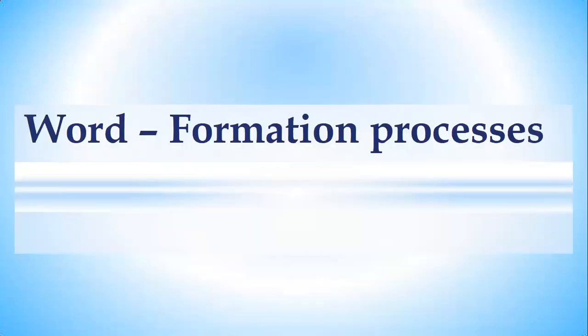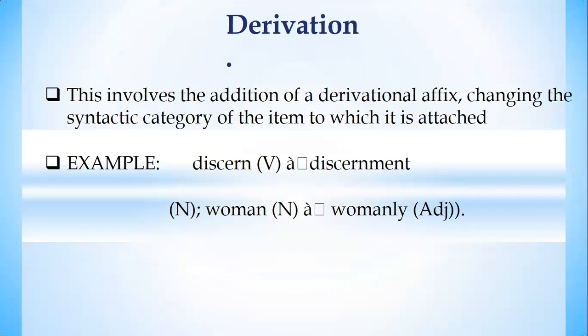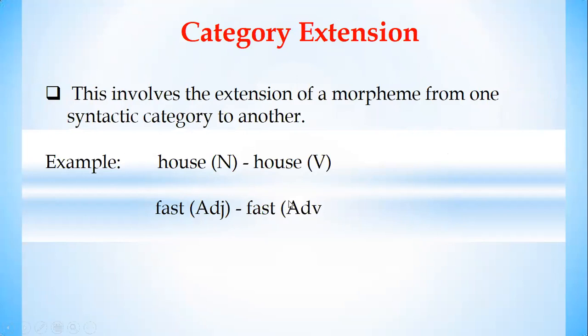Now, under morphology, we have the word formation processes. First is derivation. This involves the addition of a derivational affix, changing the syntactic category of the item to which it is attached. Discern, discernment: verb to noun. Woman, noun, womanly, adjective.